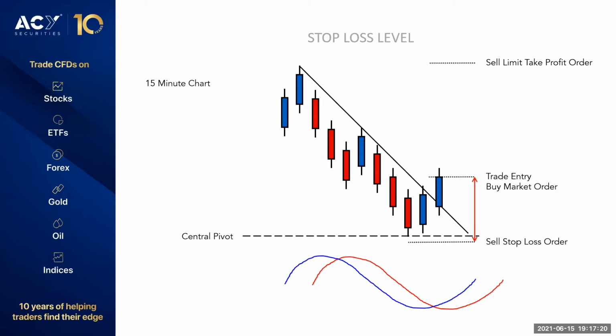So the risk on the trade is the distance between your trade entry and the level that you put your stop loss at. In a buy example, your sell stop loss order goes 1 pip below the swing point low. And what you're risking is the amount of pips from entry to your stop loss level. All right.